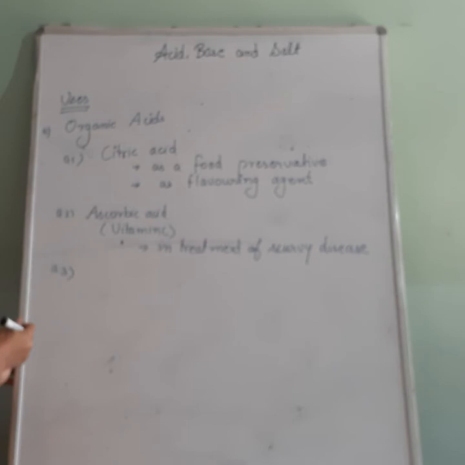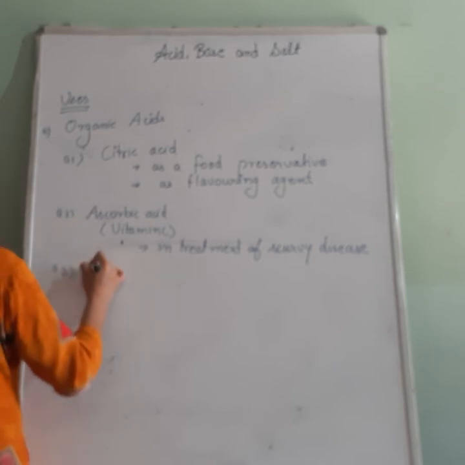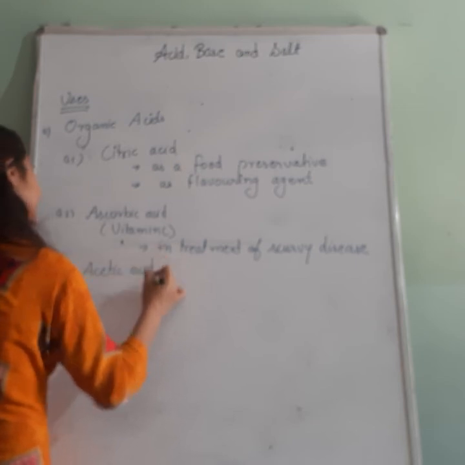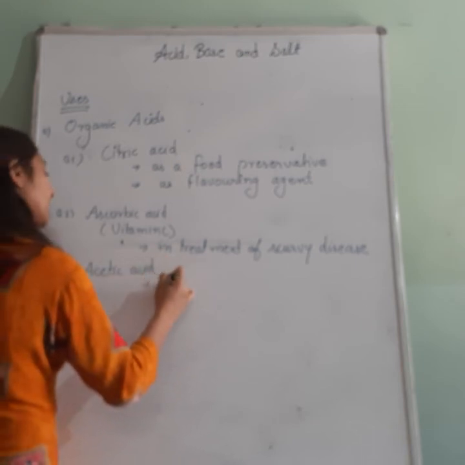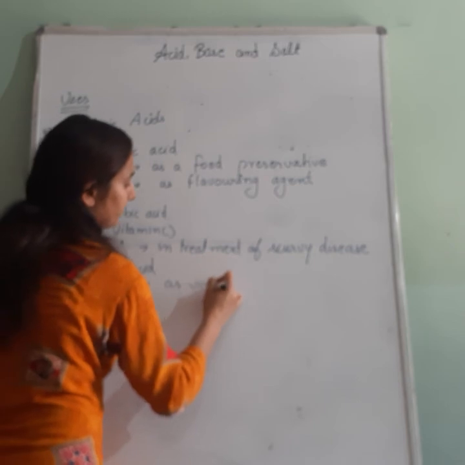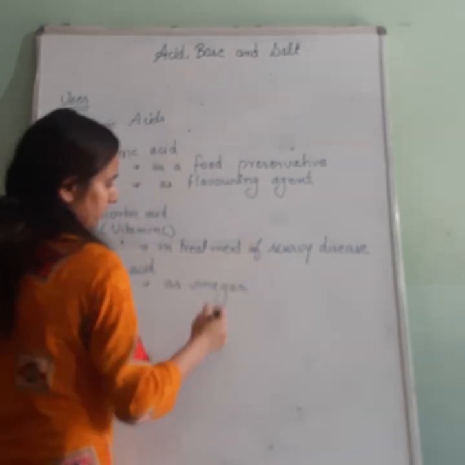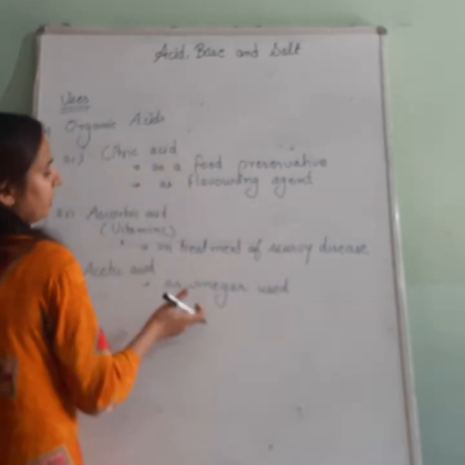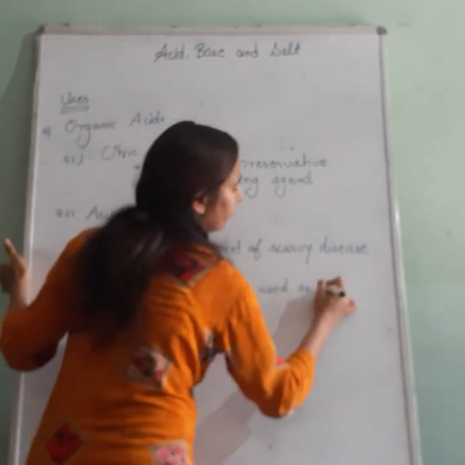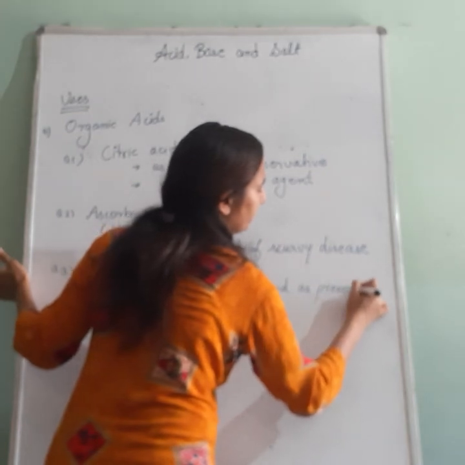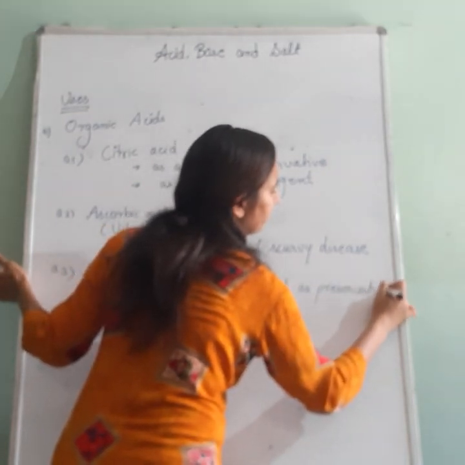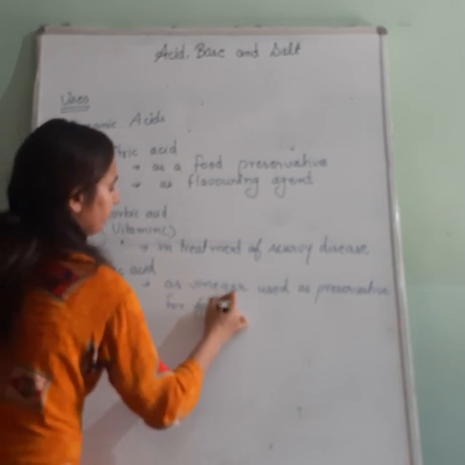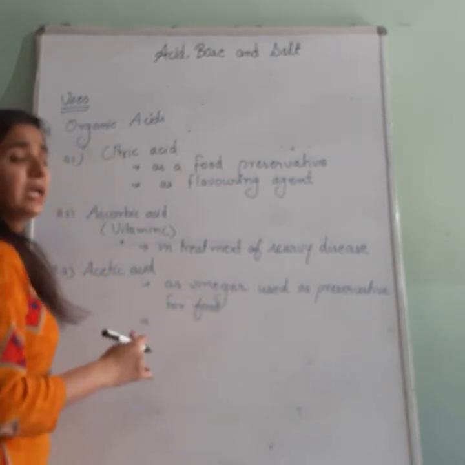नेक्स्ट वन, एसिटिक एसिड. Acetic acid as vinegar used as preservative for food. Food preservative में काम आता है.